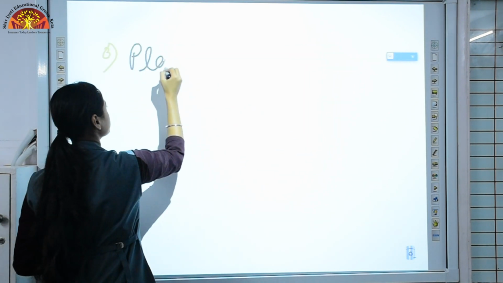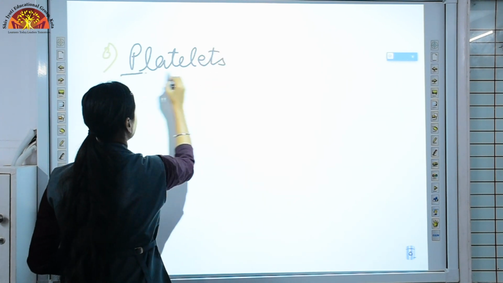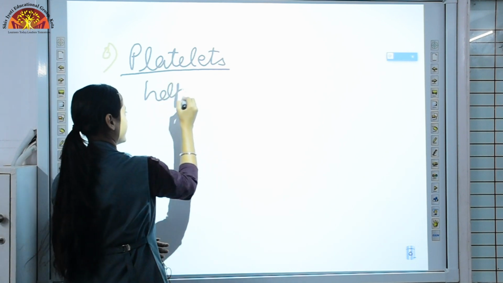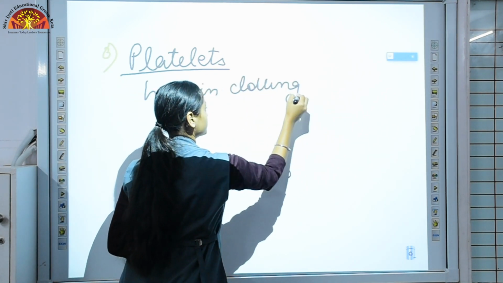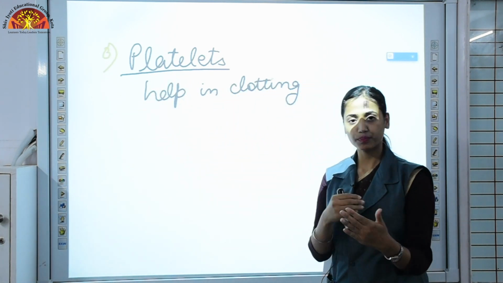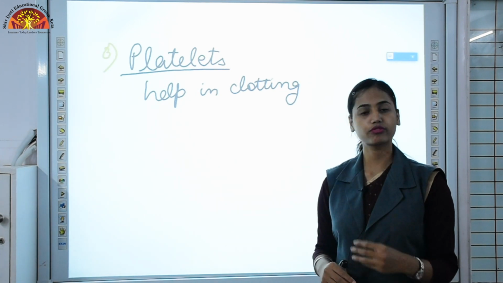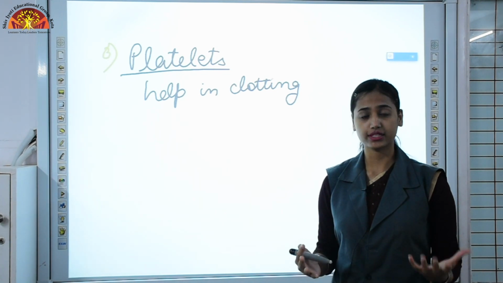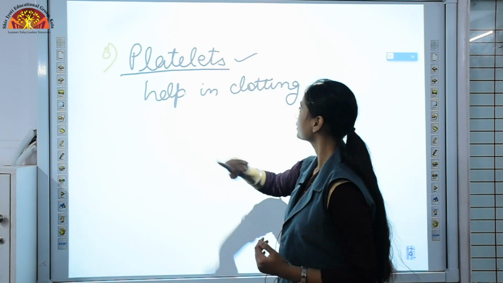platelets. Platelets help in clotting. What does it mean? Whenever we are injured, that part of our body starts bleeding, but after a few days, even if we do not apply anything, it heals automatically. So what is their magic in our body? That is because of platelets. They help in clotting.